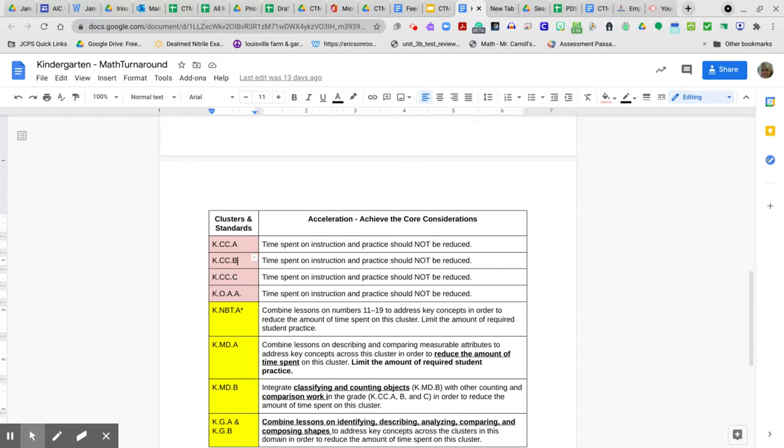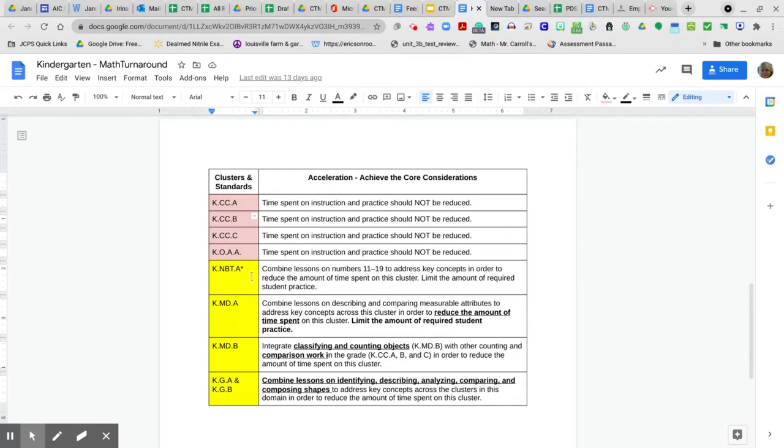determining your pacing. So KCA, time spent on instruction and practice should not be reduced. Notice that. And then it will say combine lessons on numbers 11 through 19 to address. It's going to have how you can combine things, combine lessons on describing and comparing measurable attributes. You'll want to really read this to kind of determine what you have to do.